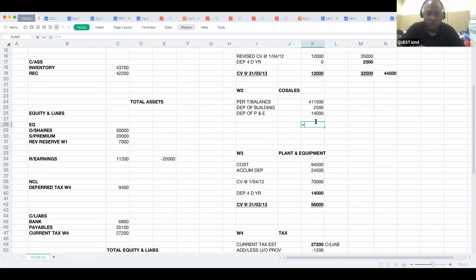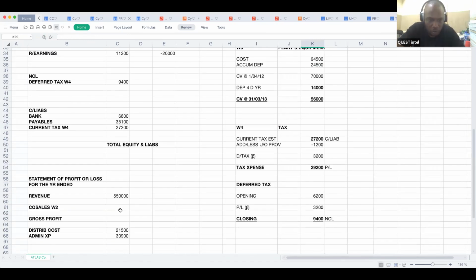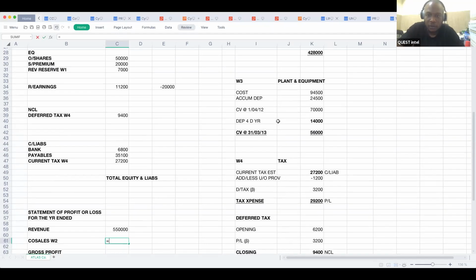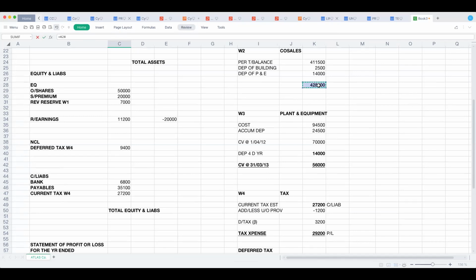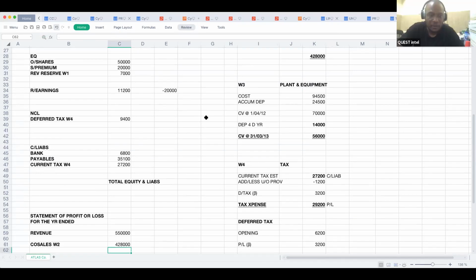So it's equal to the sum of all of them. Command bold, command underline. So that's our figure. So we can go to profit or loss now, to cost of sales, and say it is equal to whatever we computed for cost of sales. That figure. Is that fine?